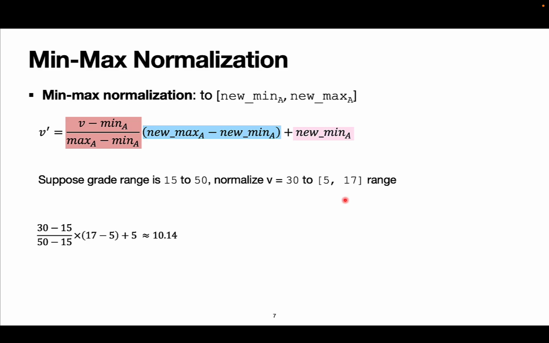So if you plug the numbers in the formula, you're getting 30 minus 15 over 50 minus 15, then you multiply it by the width, which is 12, and add 5, and this is how we got 10.13.